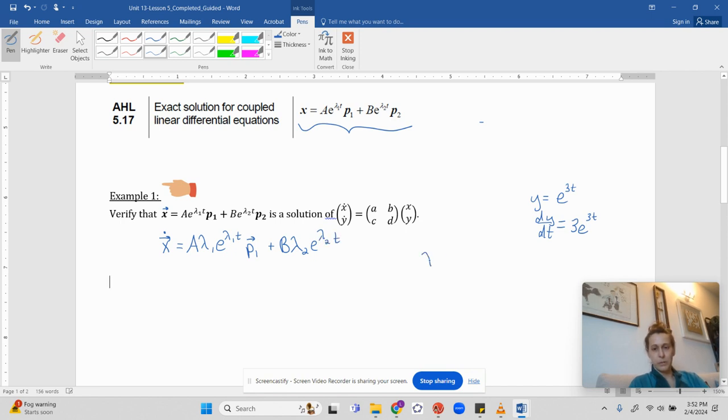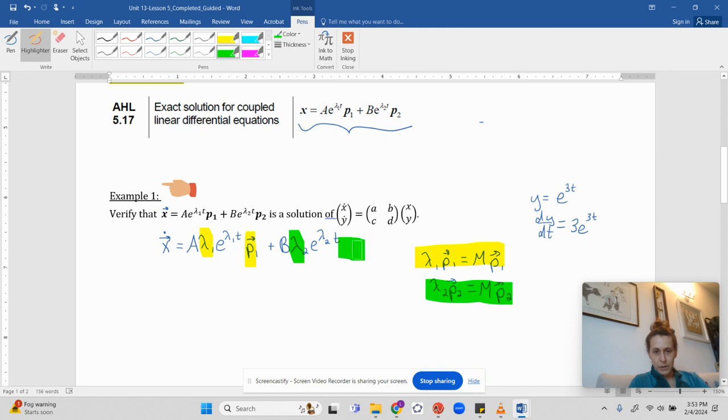Remember that lambda 1 p1 is equal to the matrix M times p1, and lambda 2 p2 is equal to the matrix M times p2. Well, that means that we can replace lambda 1 p1 with M p1 over here. And in the second part, lambda 2, I forgot the p2, that would be important. I'm going to write it here. It's still there. It gets replaced with M p2. And that was what we had seen above. I showed you that a moment ago in the last video.